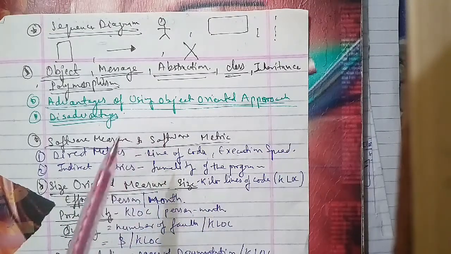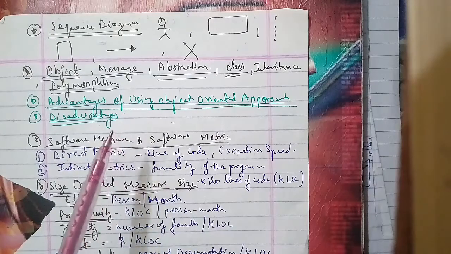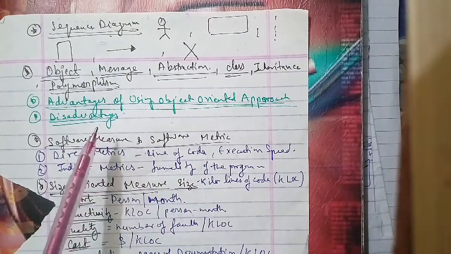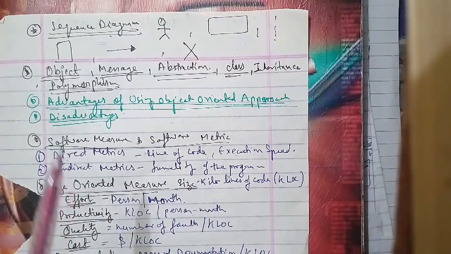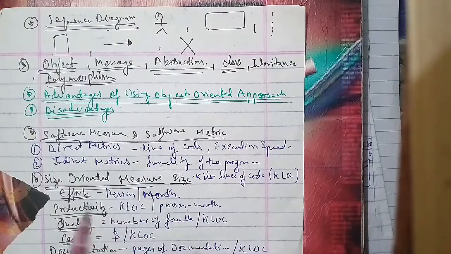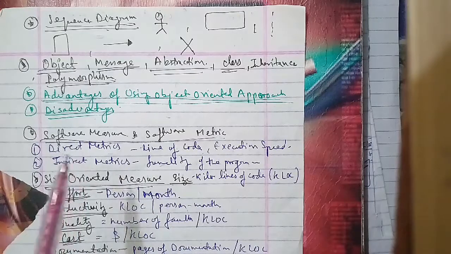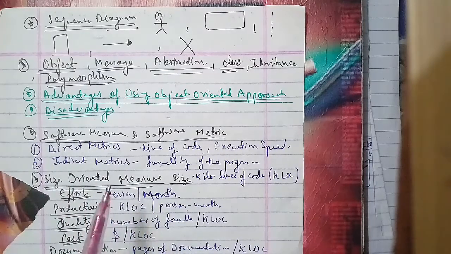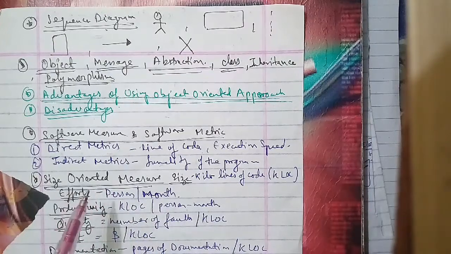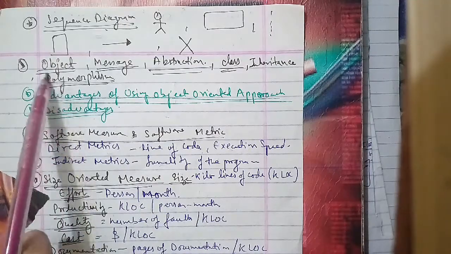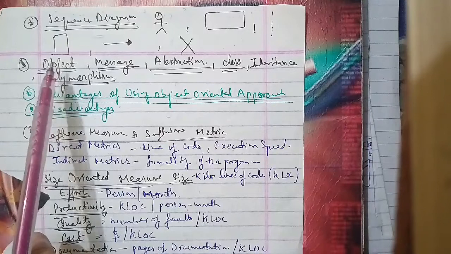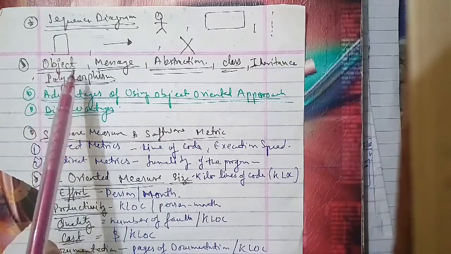I'll talk about the message here. In object oriented programming, any two objects communicate with each other using methods, and this is called the message passing mechanism. Next is abstraction, and abstraction means representing only the essential features by hiding all the implementation details. The class is an entity used for the data abstraction purpose as well.